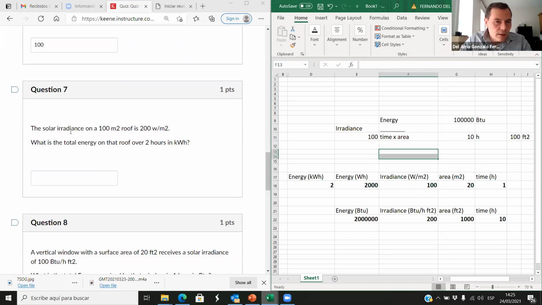Question 7. Now the solar irradiance, we're talking about international units again. So it's 200 watts per square meter. The roof, the area is 100. And time, 2 hours. This is in watt hours, but we have to give the answer in kilowatt hours. So this is 40.